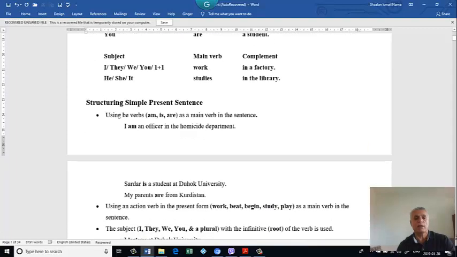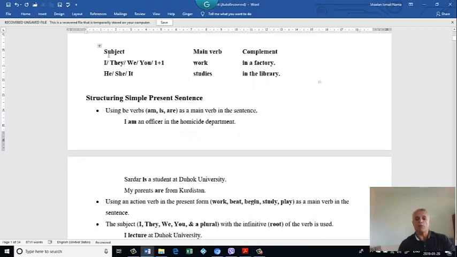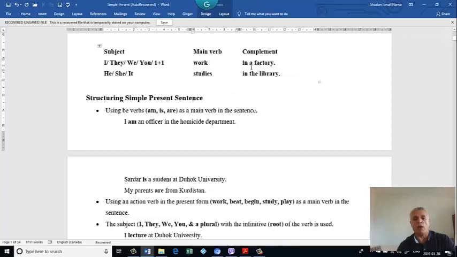kind of simple present, we have the subject I, they, we, you, 1 plus 1. We use the root of the verb. It means nothing is added to the verb. Then we have our complement. Then we have he, she, it. We have the verb with s added to it, or sometimes we call it es.